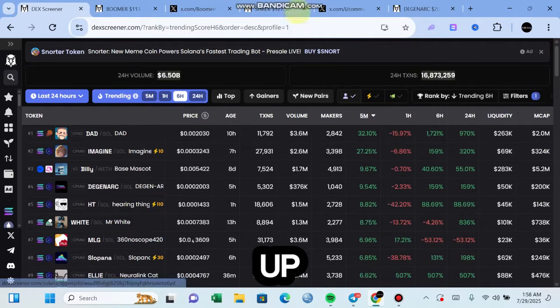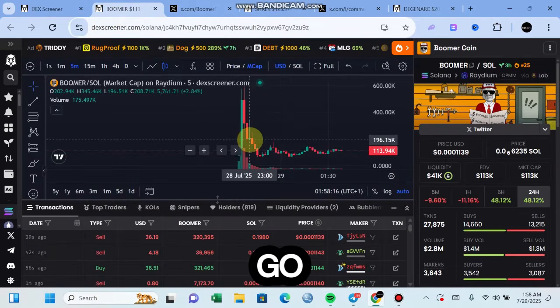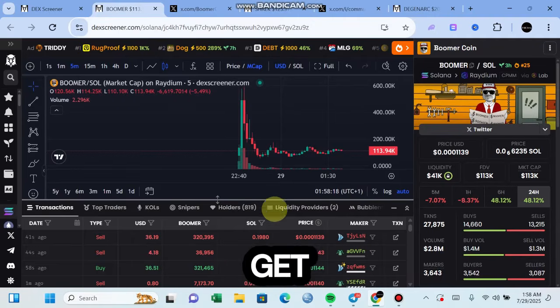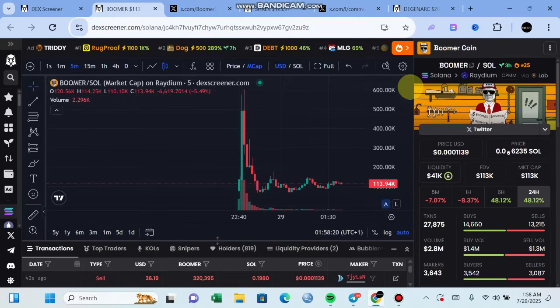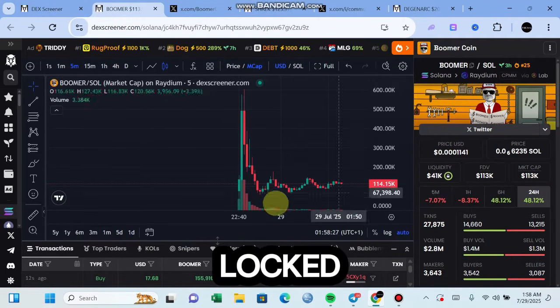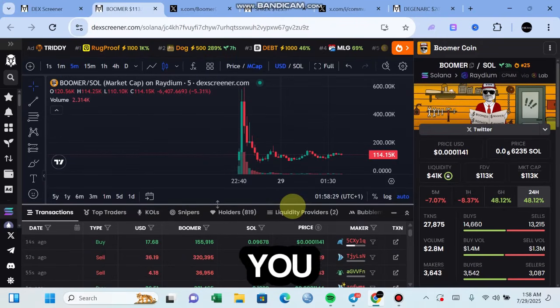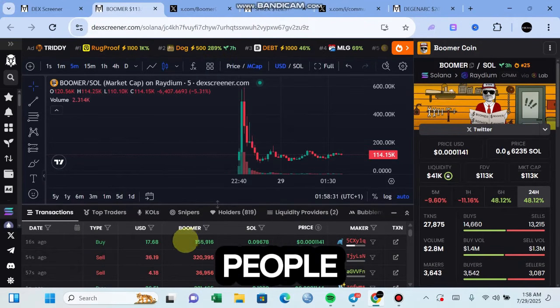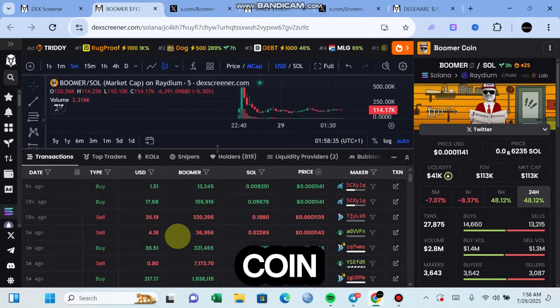Once you open them up in a new tab, next is for you to go in and check the coins. You can see this particular one, Boomer, market cap is 130K and it shows that liquidity is locked. The most important thing is for you to check if there are people buying the coin, putting extra money into this particular coin.